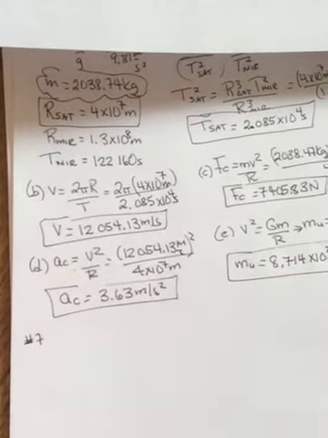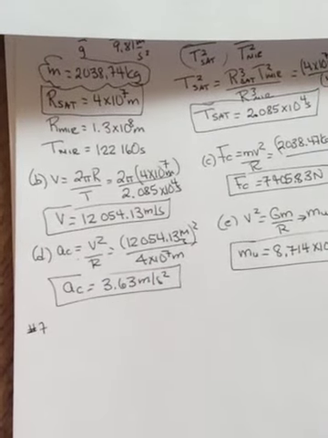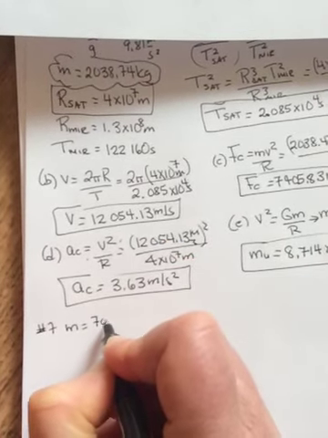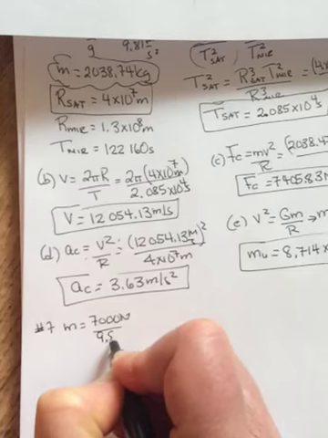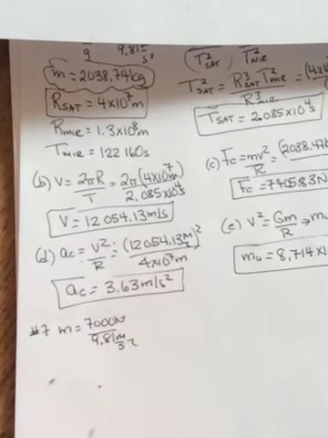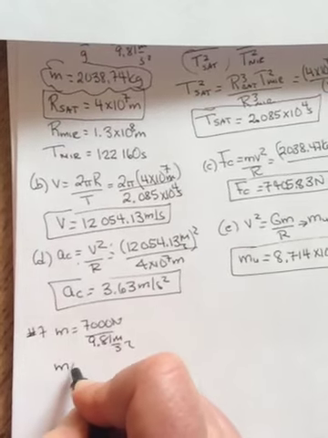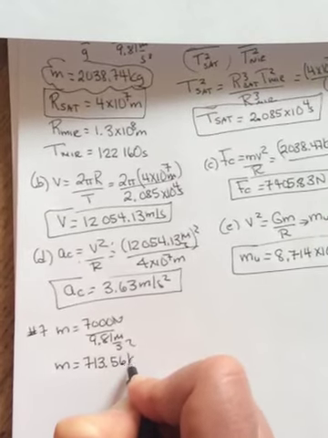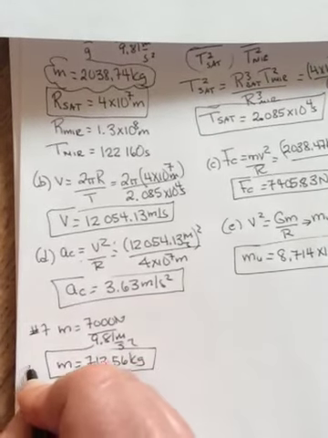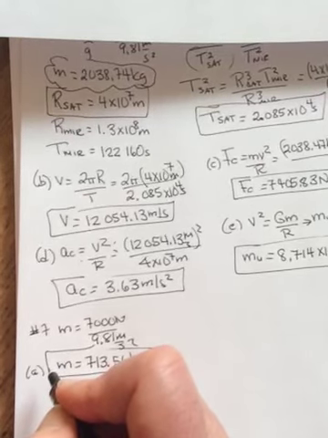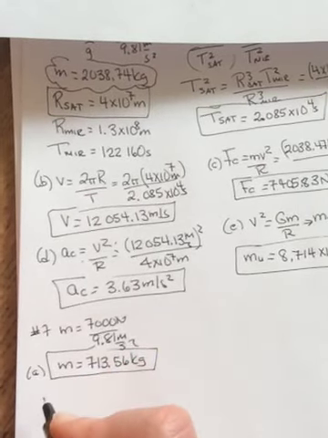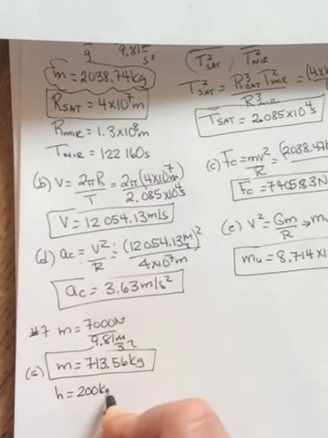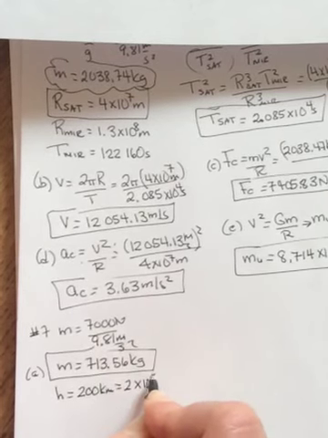Number 7 says a satellite which weighs, again, 7,000 newtons, so our mass will be 7,000 newtons divided by 9.81 meters per second squared. And so we get a mass of 713.56 kilograms. That's part A. Part B, it's placed 200 kilometers above the surface of Mars. So our height is 2 times 10 to the 5th meters.